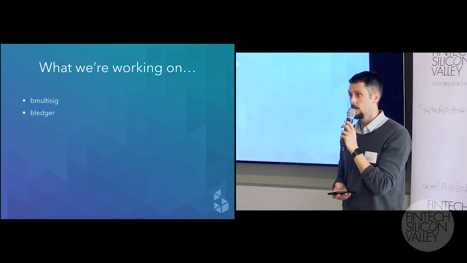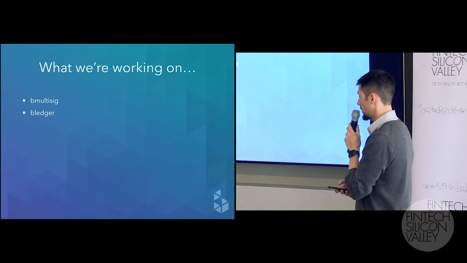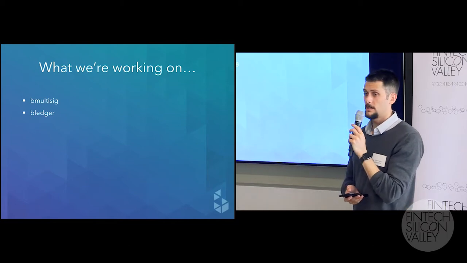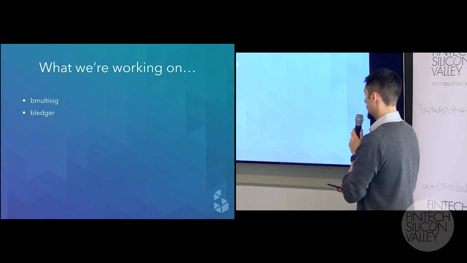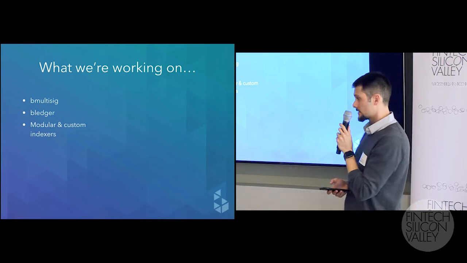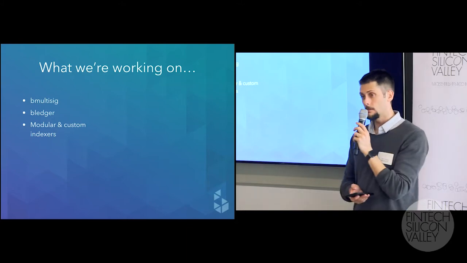bledger, which is a re-implementation of the Ledger API. We hope to be supporting Trezor and other hardware wallets soon, but it's a re-implementation of the Ledger API written entirely with Bcoin. As I said earlier, we are making the indexers, such as the transaction and address indexers, and we're separating them out, making them more modular.